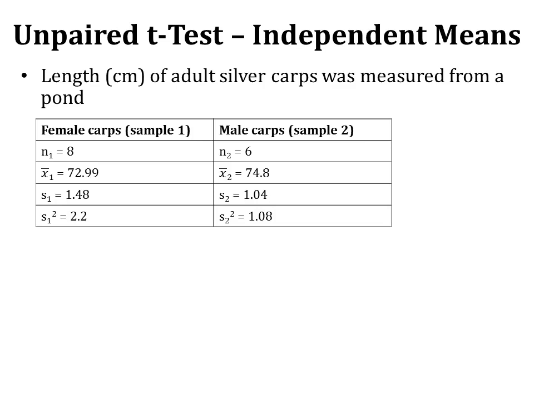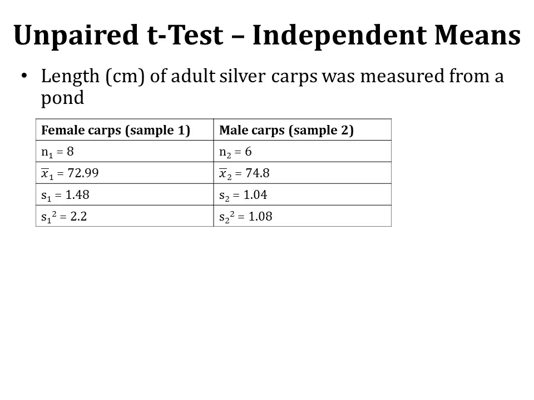The female silver carps are labeled sample number 1, and the male carps are labeled sample number 2. The number of observations from the first group, the female silver carps, is 8, and from the second group, the male silver carps, is 6. The mean length of the female silver carps is 72.99 centimeters, and of the male silver carps is 74.8 centimeters. The standard deviation of the length is 1.48 centimeters for the female silver carps, and 1.04 for the male silver carps.